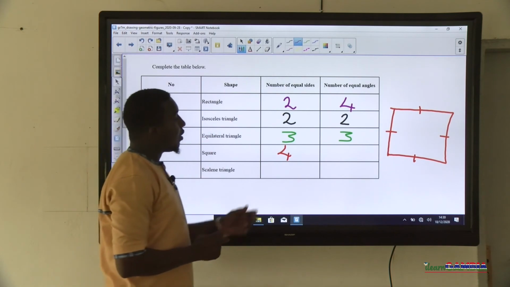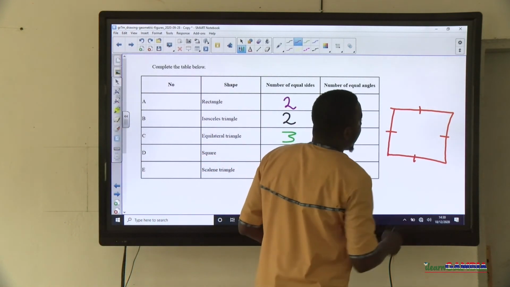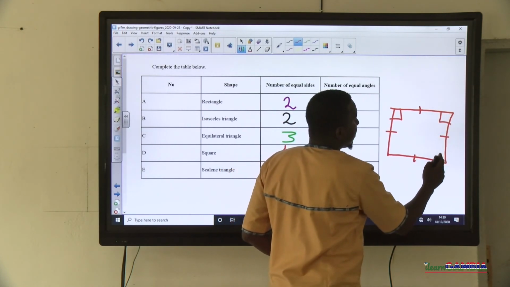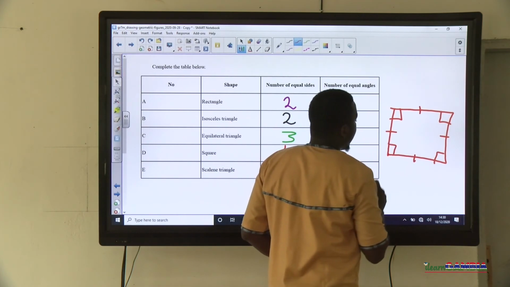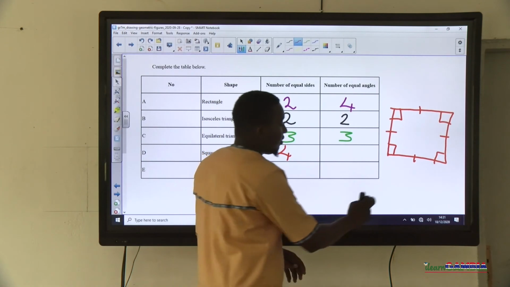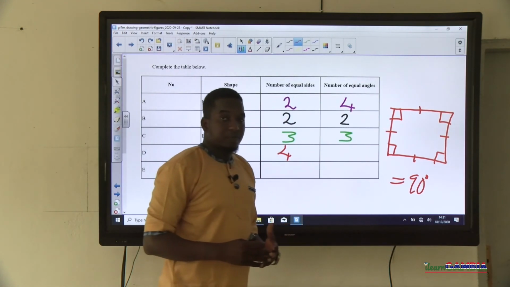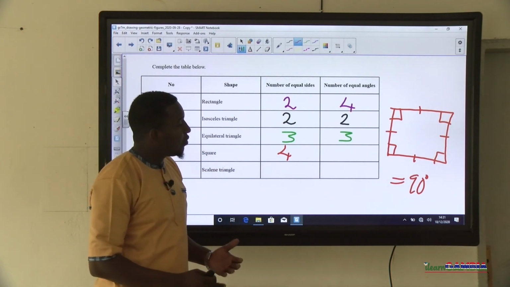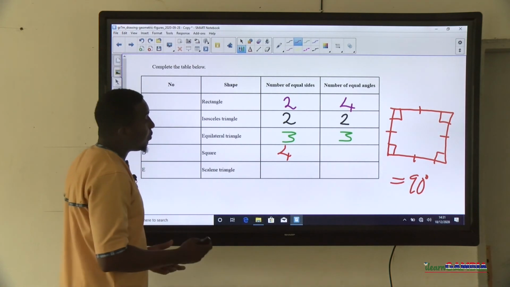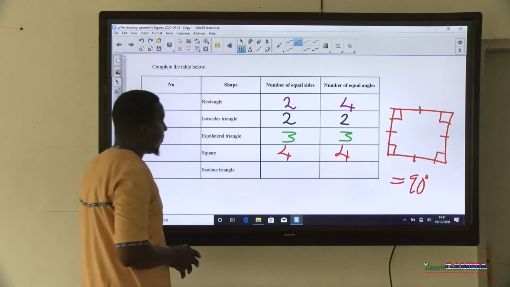Then from there, we talk about the equal angles. Since it is a square and the lines meet at a point where they form 90 degrees, that means it has 4 angles. And since each angle there is equal to 90 degrees, it means all the angles are equal. And if you confirm how many angles are there, we have 1, 2, 3, 4. There are 4 angles. So the number of equal angles is equal to 4.